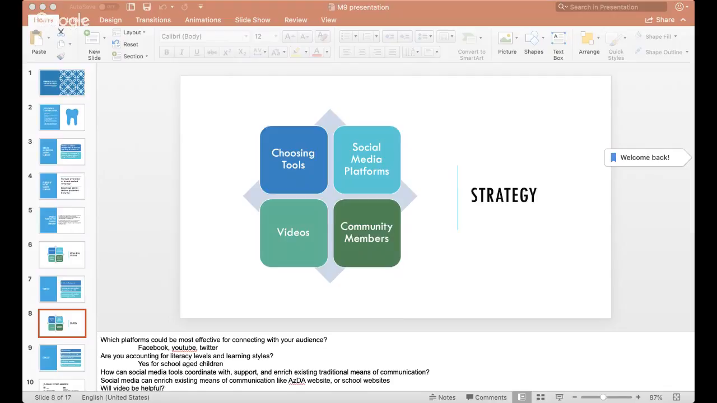So there's different social media platforms, there's different videos and community members that we'll be using, and the different platforms that we would use would be Facebook, YouTube, Twitter. And the nice thing about Facebook and YouTube and Twitter is they also have different parent companies. Like Facebook has Instagram, and that really connects both together.